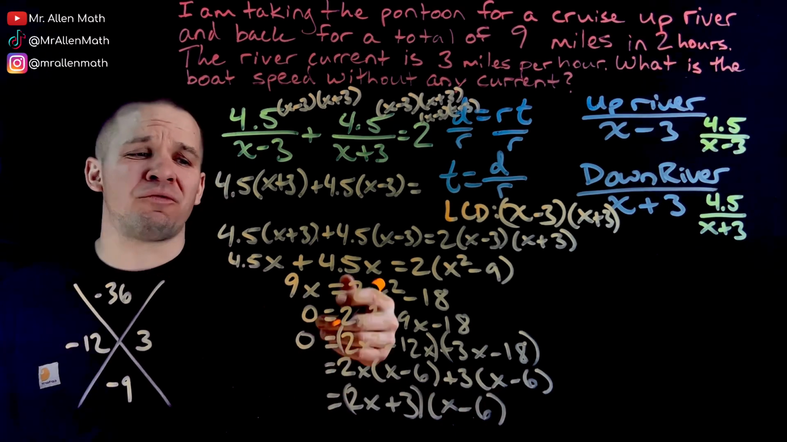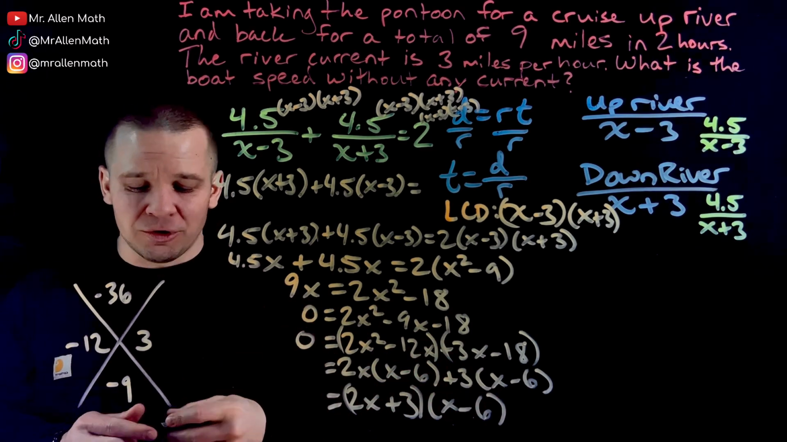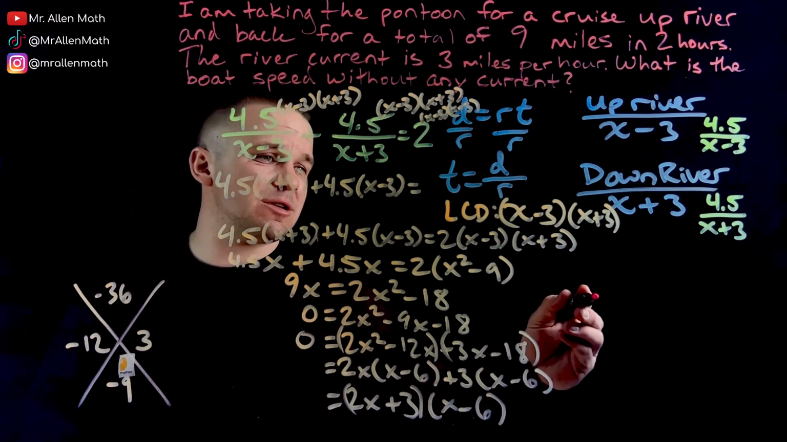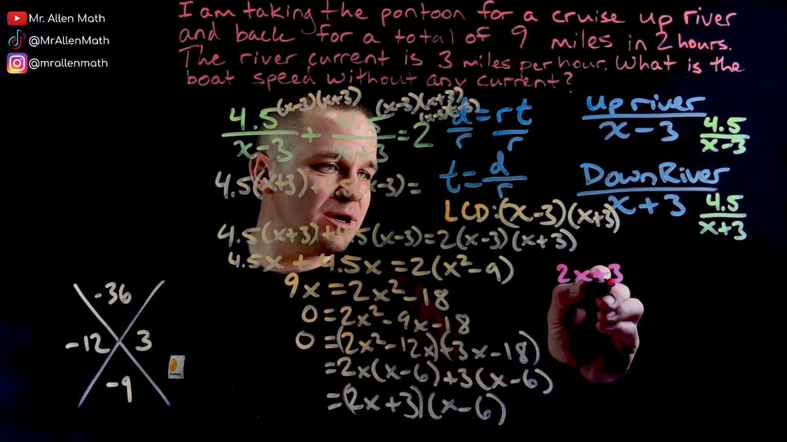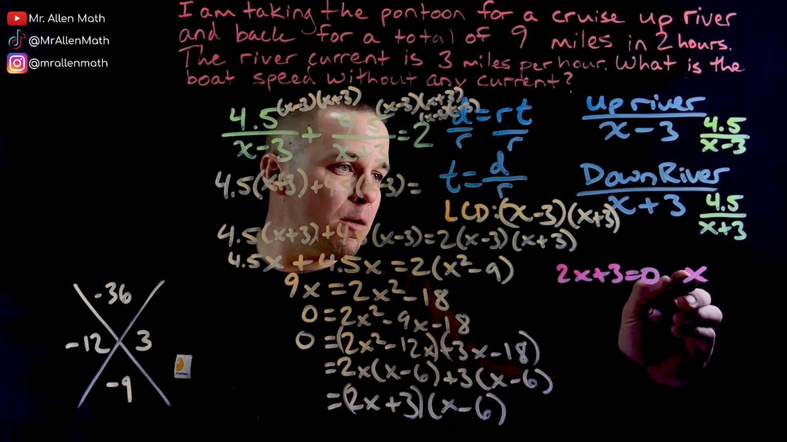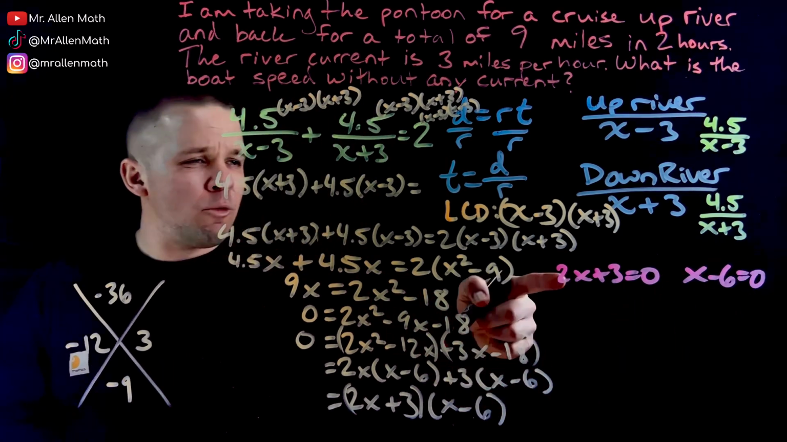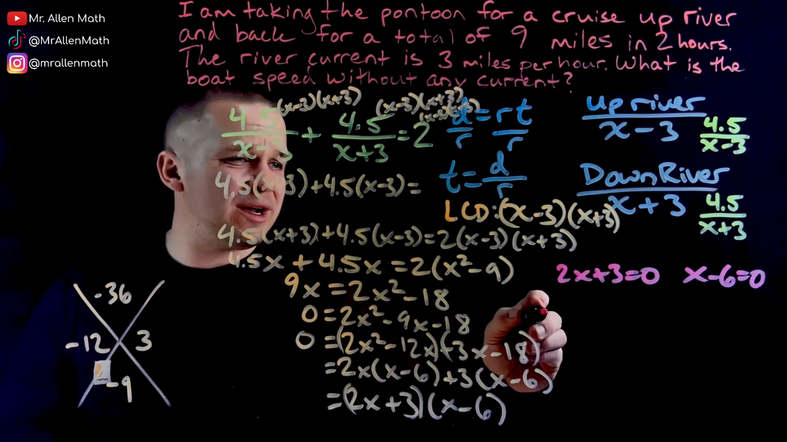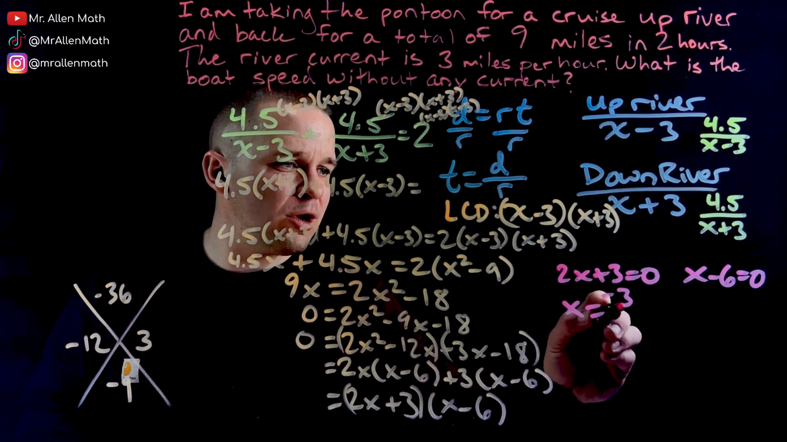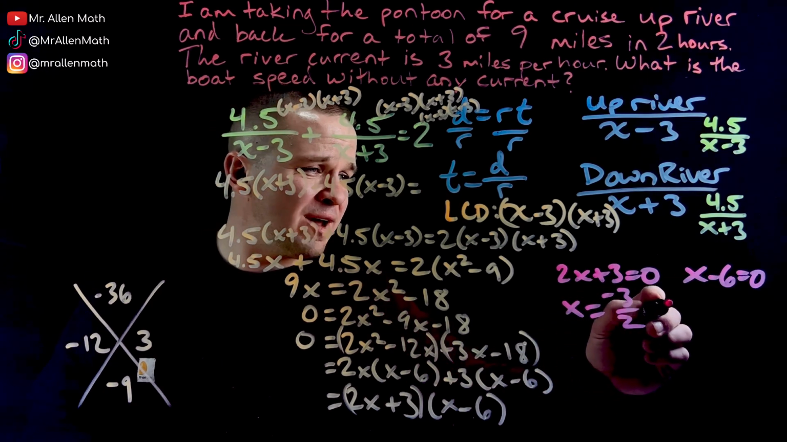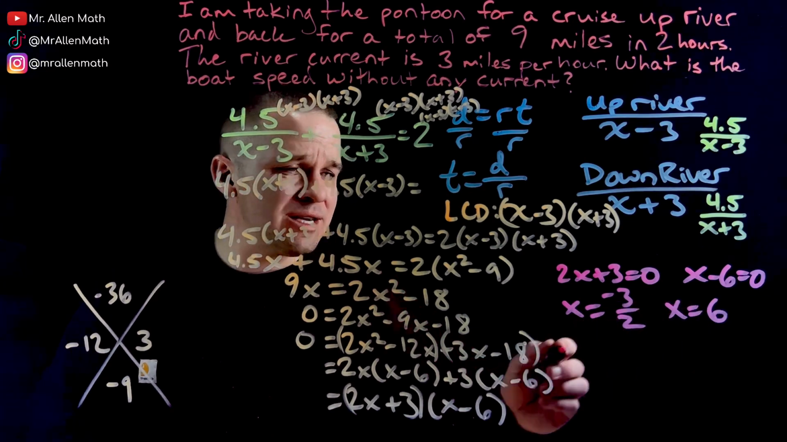Now, what am I doing with those two factors? I'm going to set them equal to 0. So I got 2x plus 3 equals 0, and I have x minus 6 equals 0. When I solve that, subtract 3, divide by 2, I get x equals negative 3 over 2. And now over here, we've got x equals positive 6.